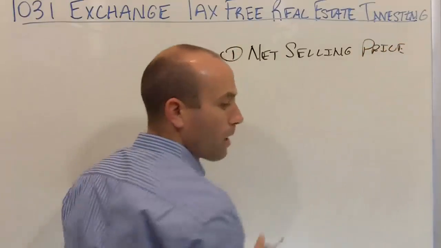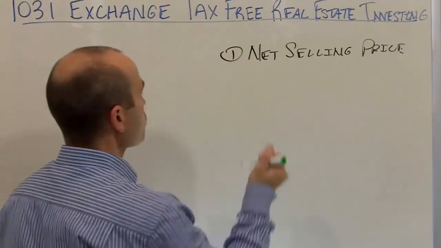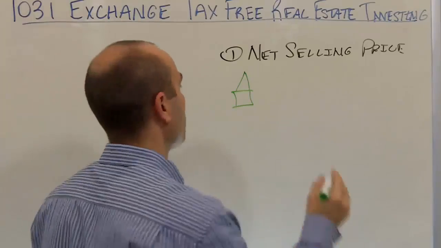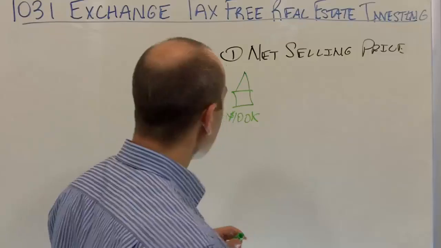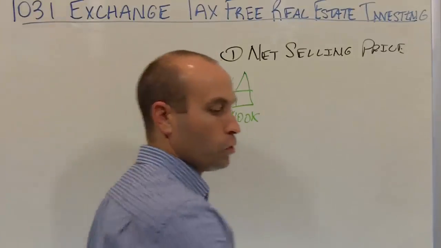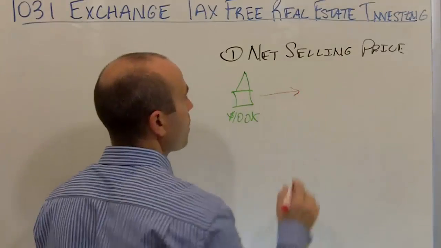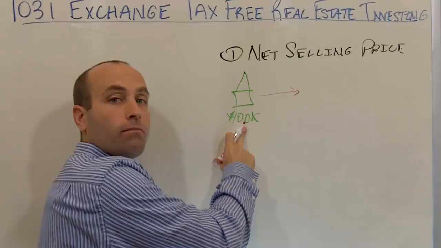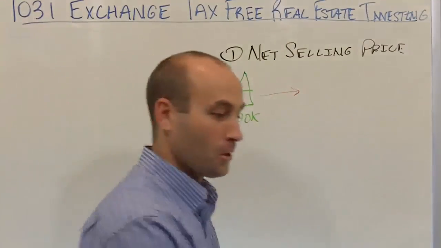So we're going to go back to our little green house here for a second. You bought this house for $80,000 in that example, but you're selling it for $100,000. Well, the new house or duplex or whatever you're going to buy, the new one, needs to be at least $100,000, if not more.